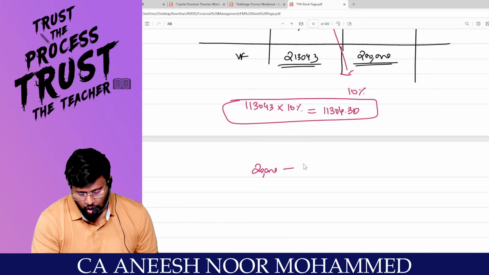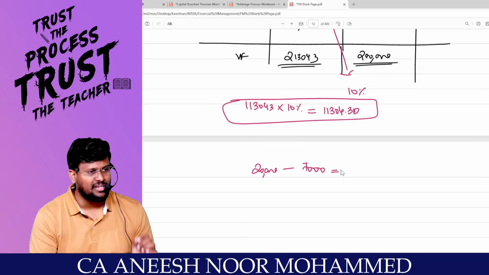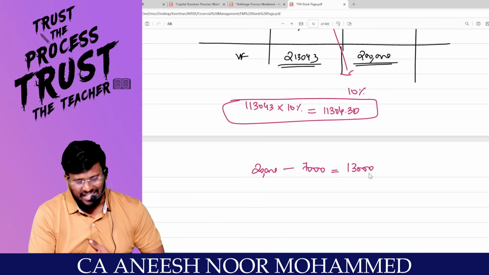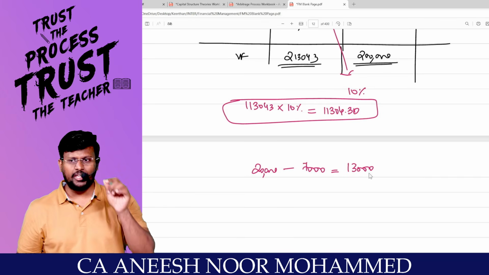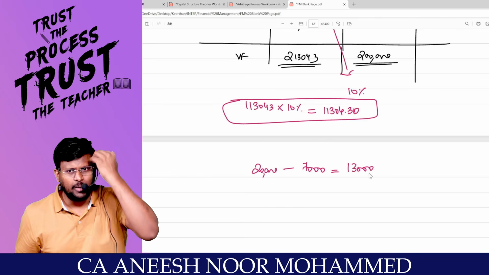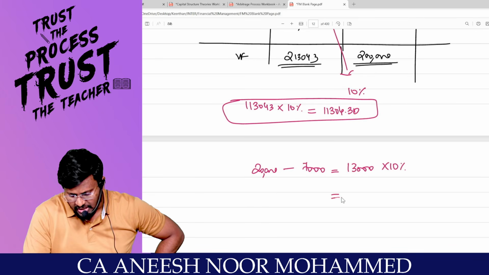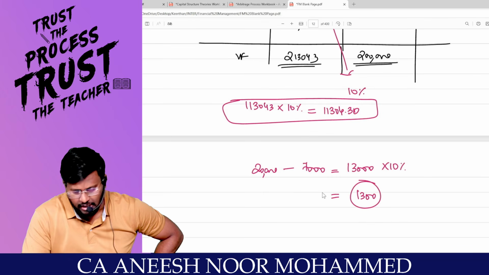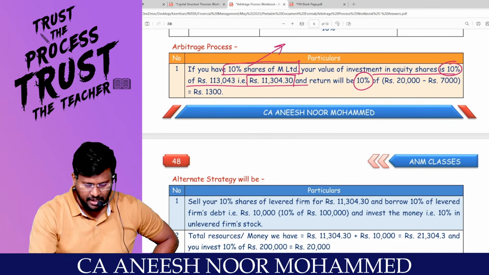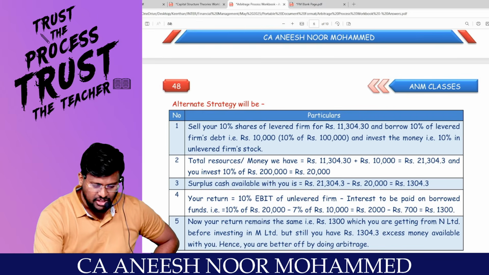Actually, this levered firm has an EBIT of 20,000. Out of that, 7,000 they paid as interest. So 13,000 is the earnings available to the equity shareholders. If you are holding 100%, they will give 13,000 rupees, right? But if you are holding only 10%, the present return you are enjoying is 1,300. Can I proceed, sir?